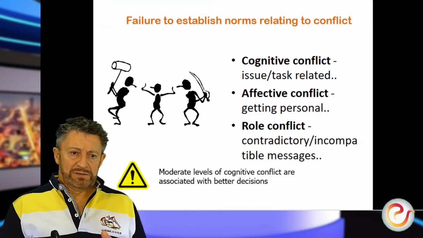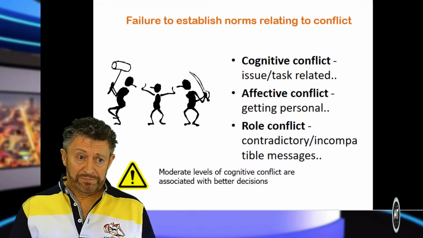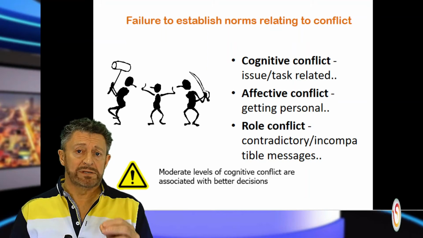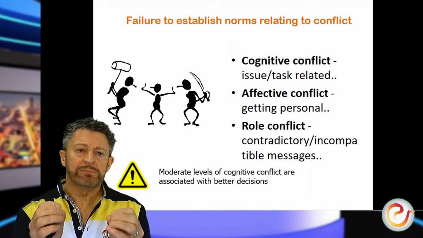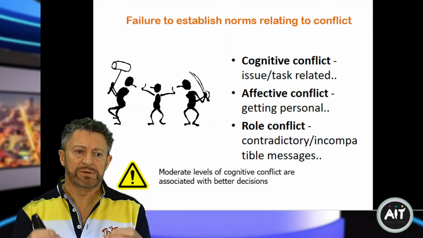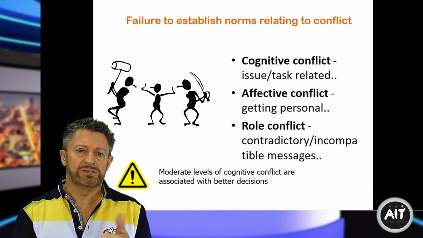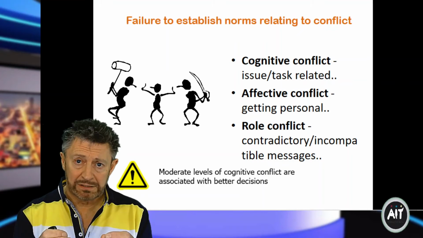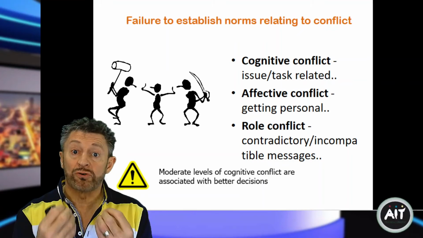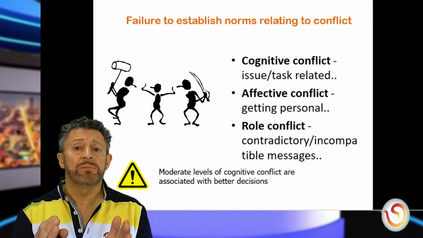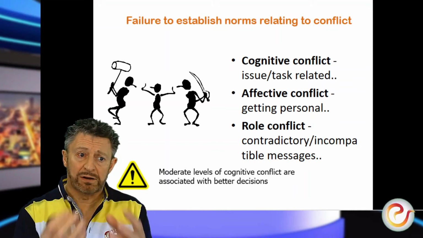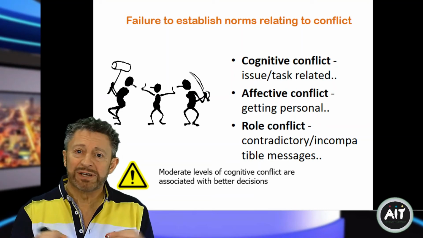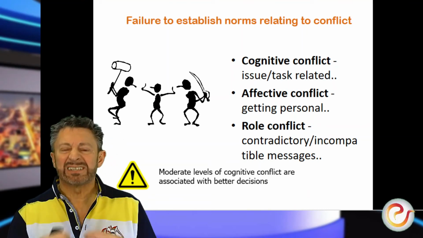So moderate levels of cognitive conflict are associated with better decisions. What that really means, and this is important, is that you will have people with different skill sets, different competencies, backgrounds, education, knowledge, and so on, and they can be bouncing ideas. That's healthy. That's where we have constructive critical thinking. Really, really important point, this cognitive conflict. It's not so much a clash of the smartest brains in the room, but that's the kind of picture.